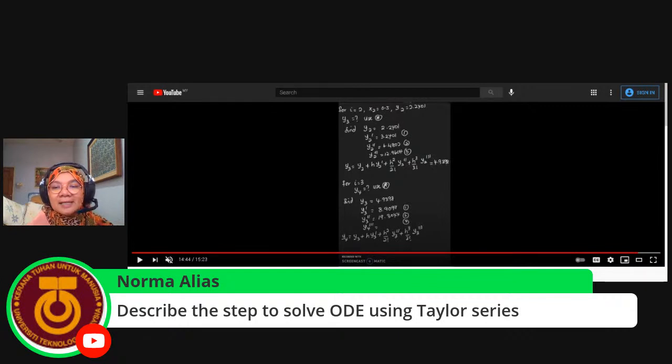And then second, what is that? Apply, or we call it generate. Generate y prime, and then y prime prime, because let's say you want to use a third order derivative, so that means you need the derivative for yi for first order, second order, and third order.